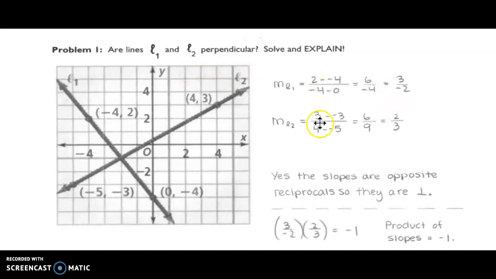Here, when we talk about perpendicular lines, I wanted to highlight something. Remember, slopes are perpendicular if they are opposite and reciprocals, right? Opposite meaning one positive, one negative, and reciprocals meaning the fractions are flipped, right? One way to think about it is the product of the slopes is equal to negative 1, okay? So I just wanted to highlight that, all right?